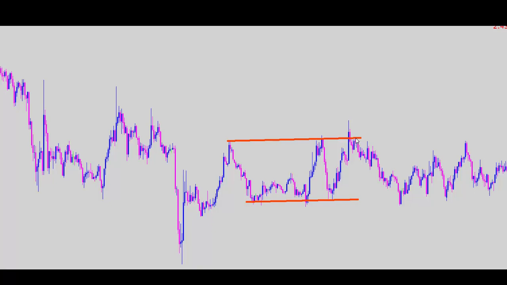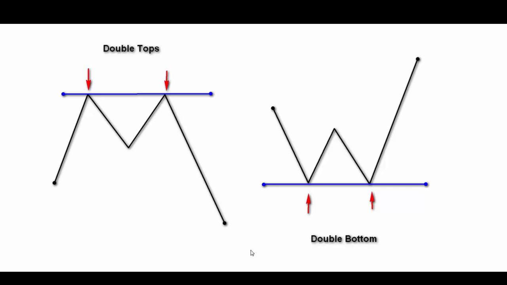I think I have covered a lot here about support and resistance lines, and I want to move to the second chart pattern that I want to explain for you today: double tops and double bottoms.